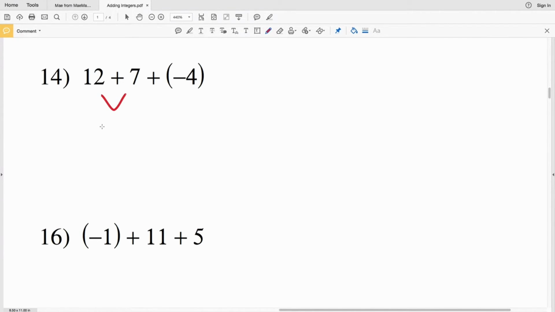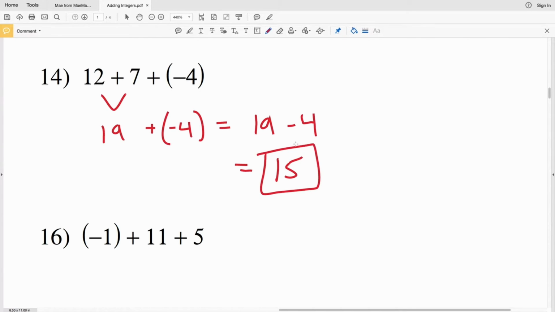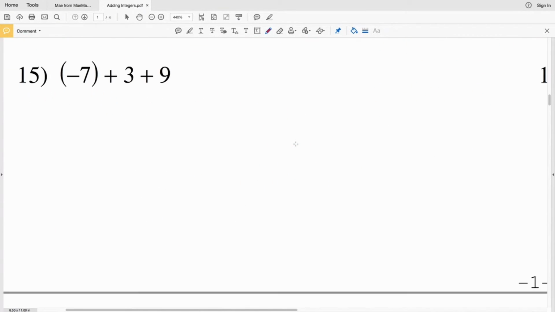Number 14 is 12 plus 7. That's going to bring us to a positive 19, and we have plus negative 4, which is the same as saying 19 minus 4, and that's going to leave us with a positive 15.